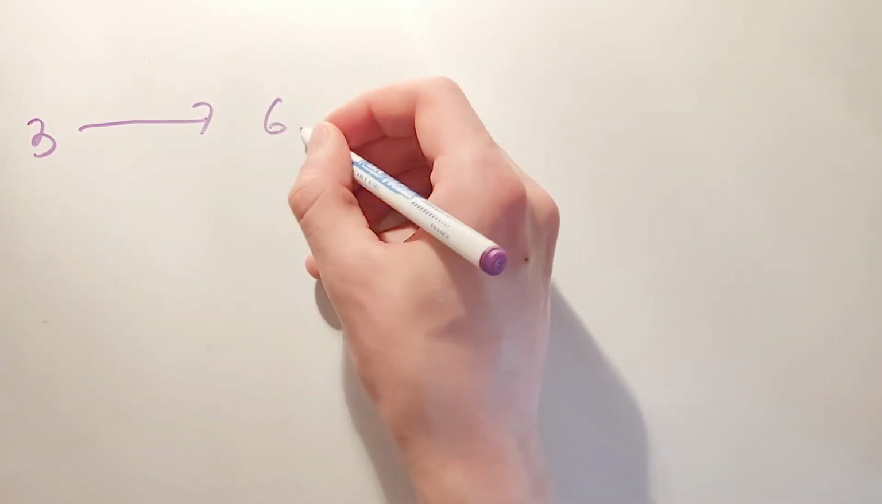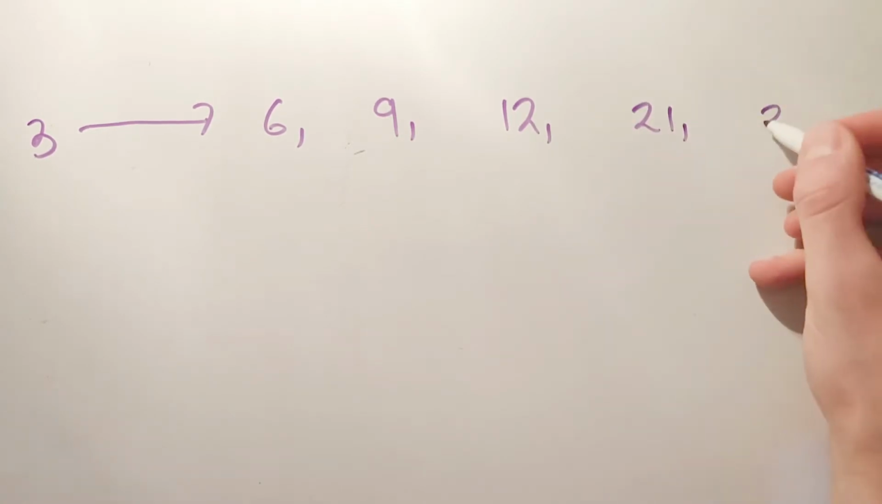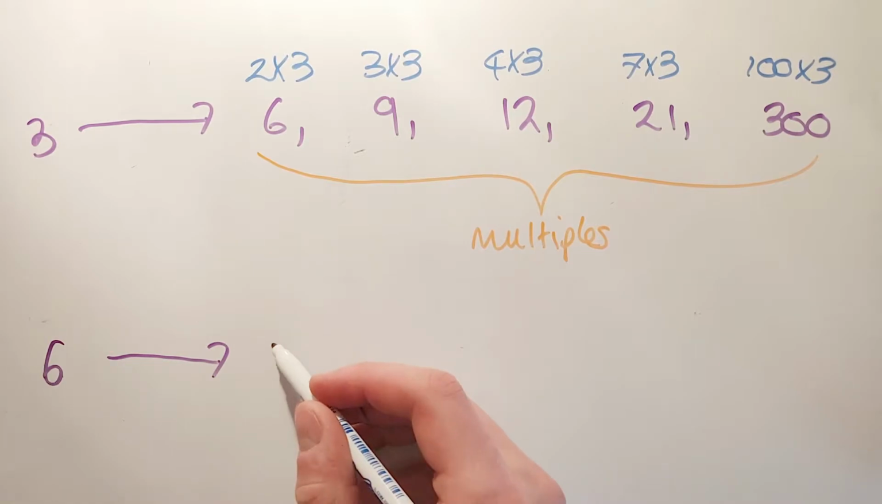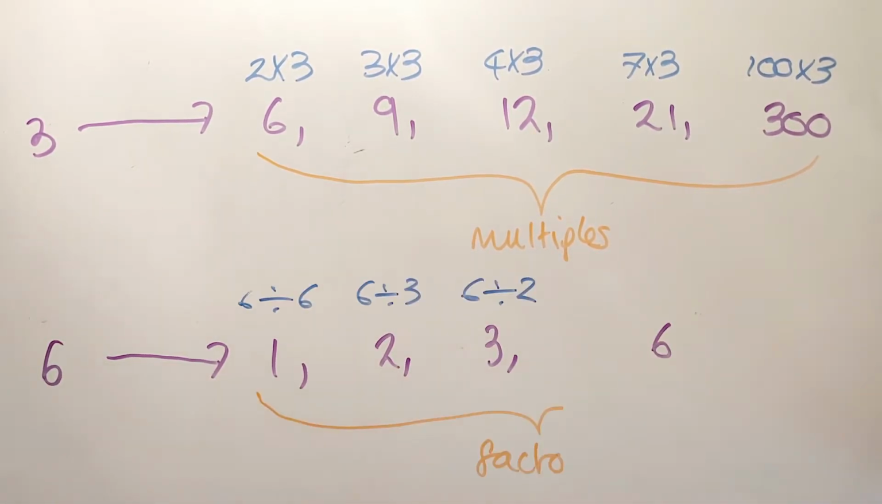Multiples of a number are that number multiplied by any other integer. For example, here are some multiples of 3. A factor of a number is any integer that multiplies by another integer to get that number.